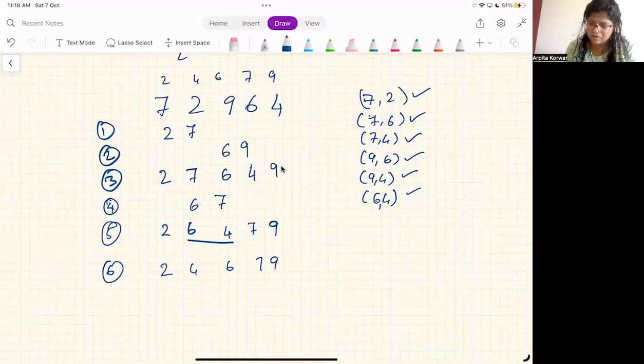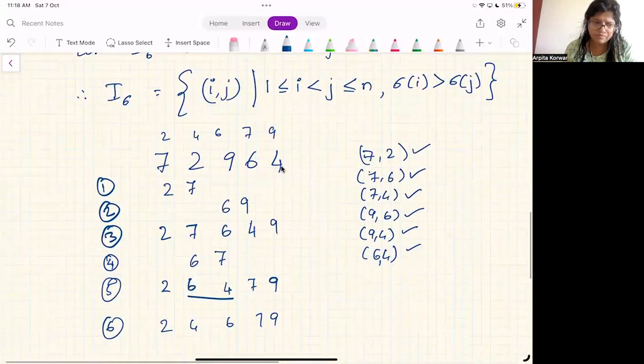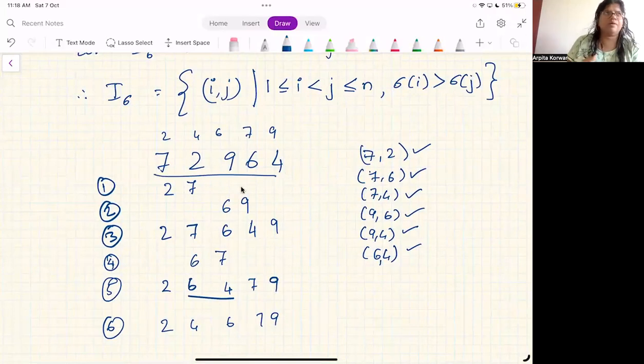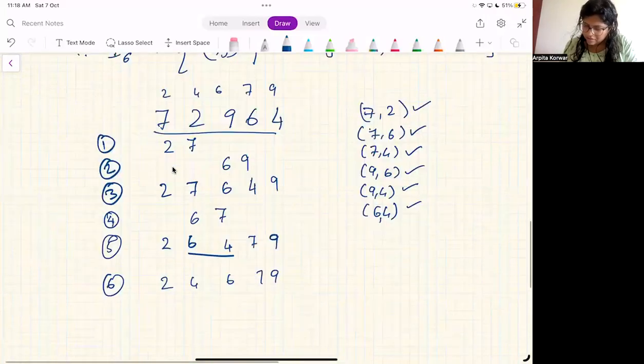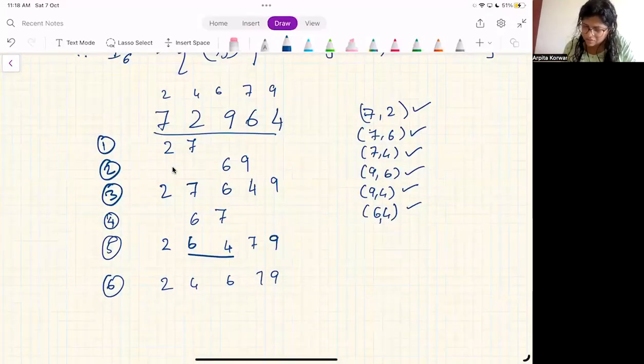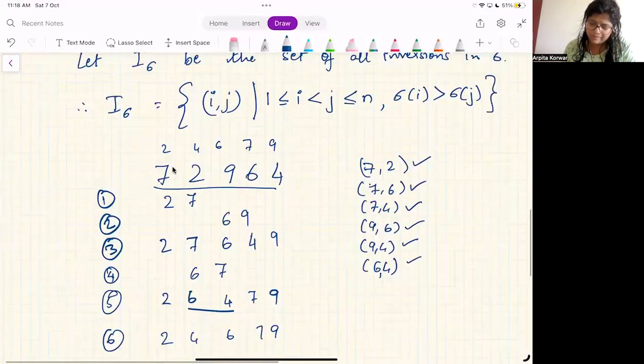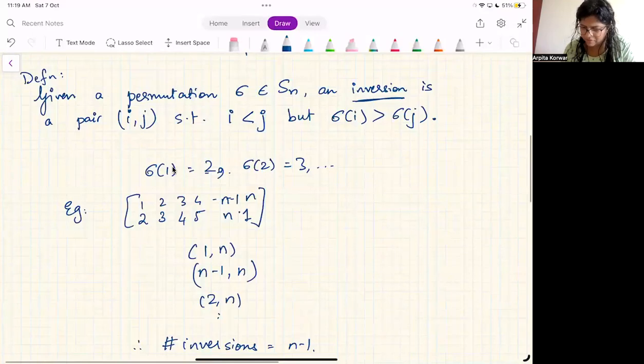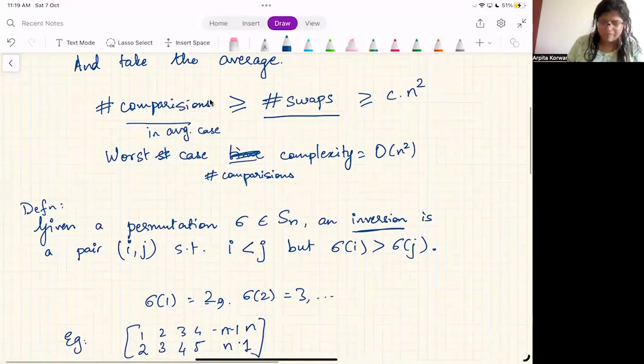This also gives you a shortcut to count the number of swaps. You just have to count the number of inversions in the given array. So you don't have to actually run through the entire algorithm. Like in your entrance exams, you can just count the number of swaps, sorry, the number of inversions. So you have to count the number of inversions to count the number of swaps. And the number of swaps will give us a lower bound on the number of comparisons. So that is the idea.